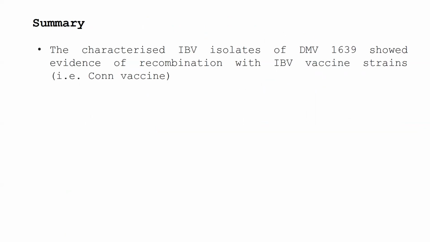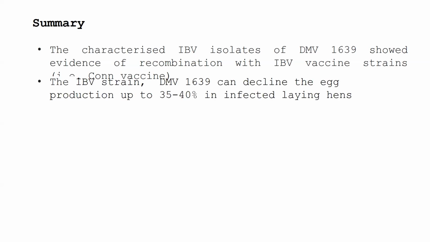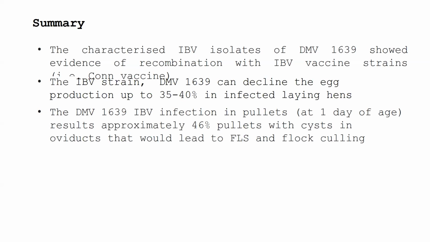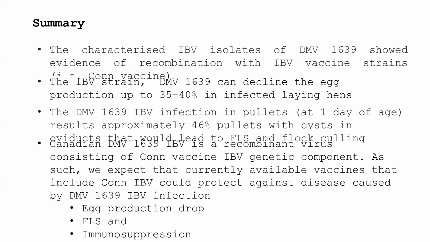With that, I'll quickly summarize these outcomes. One, the field virus DMV 1639 is a recombinant, and it can induce the egg production drops and cystic oviduct. Because it is a recombinant virus, the vaccines which are composed of the Mass and Con are adequate to induce the protection.